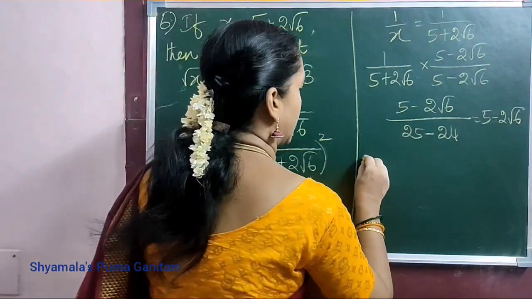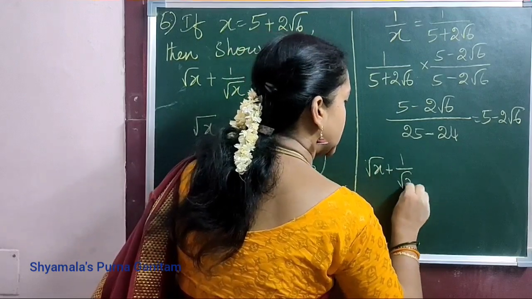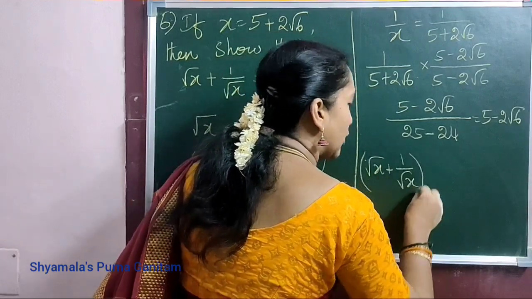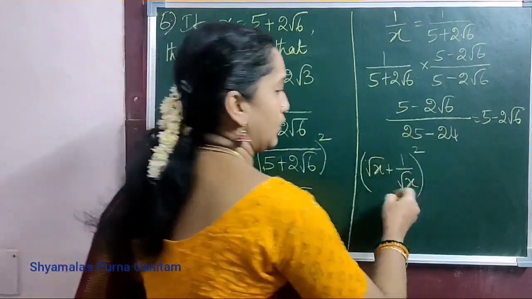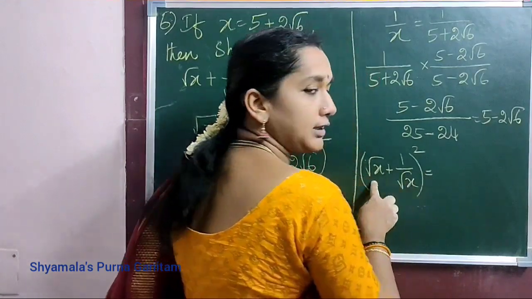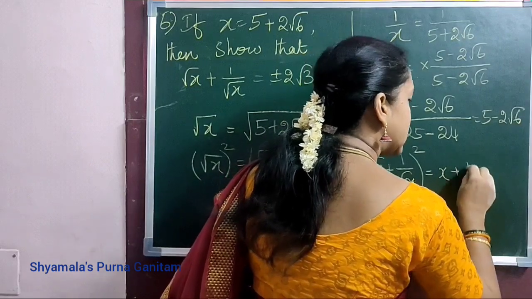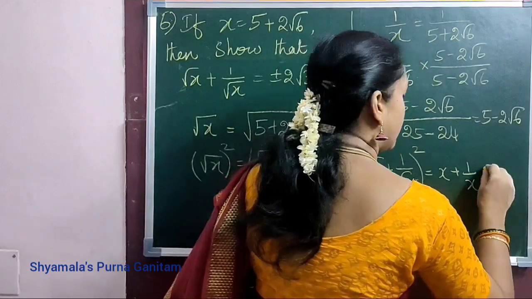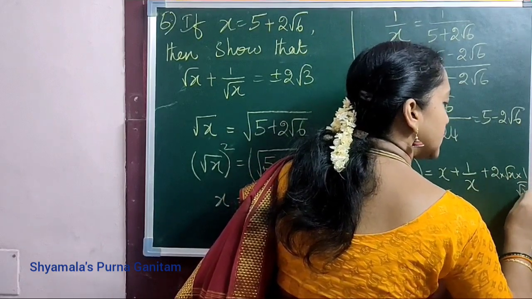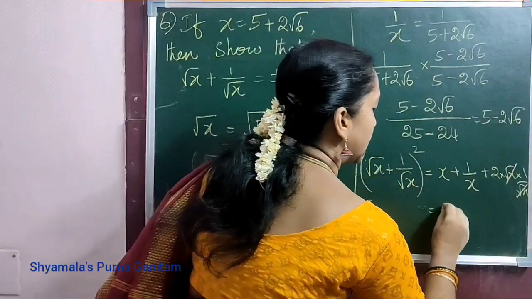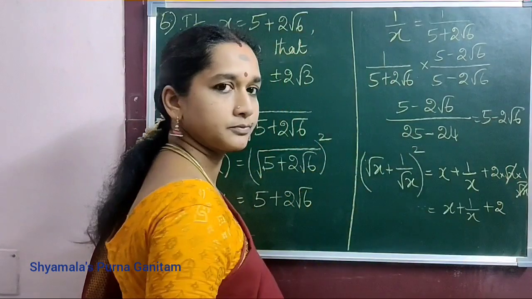Okay, so for that, root x plus 1 by root x, I am finding the square of this. For getting the answer, I am finding the square of this. So when you find the square of this, (a plus b) the whole square, you will get a square plus b square plus 2ab. So this root will get cancelled. So you will get x plus 1 by x plus 2.